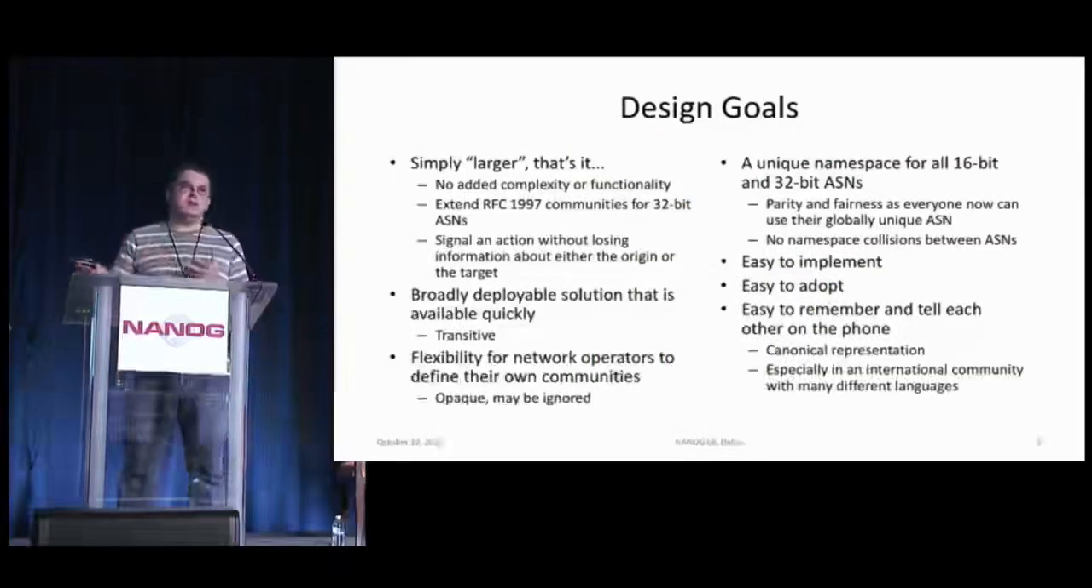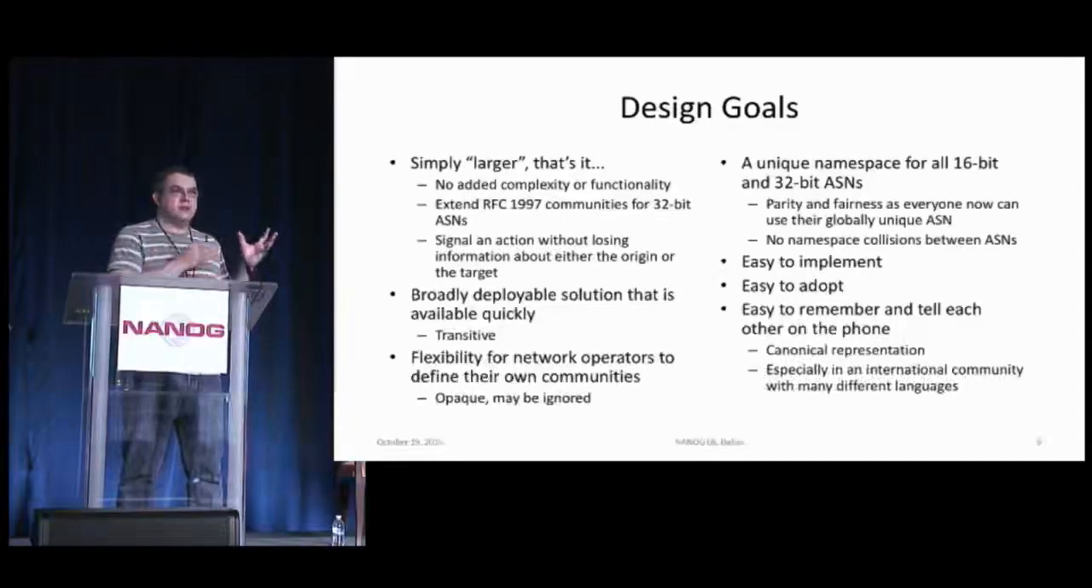Design goals, as I said, simply larger. We didn't want to add any complexity or extra functionality. We're just trying to extend the communities that people have been using for 20 years to support 32-bit ASNs. There's also another important thing that's added, which is an action, so that now we can signal information having the source, the destination, and the target of the action without losing that information.